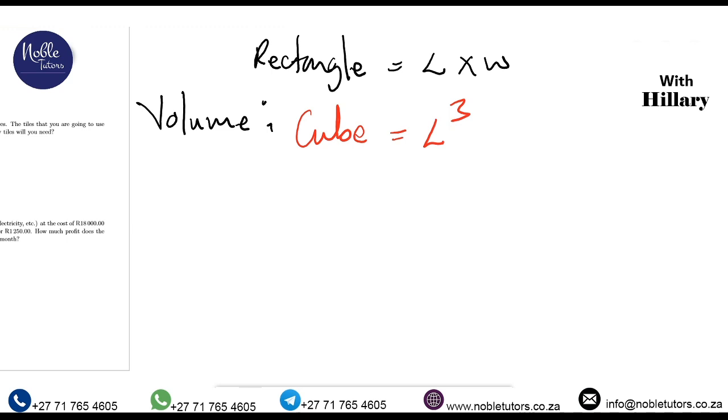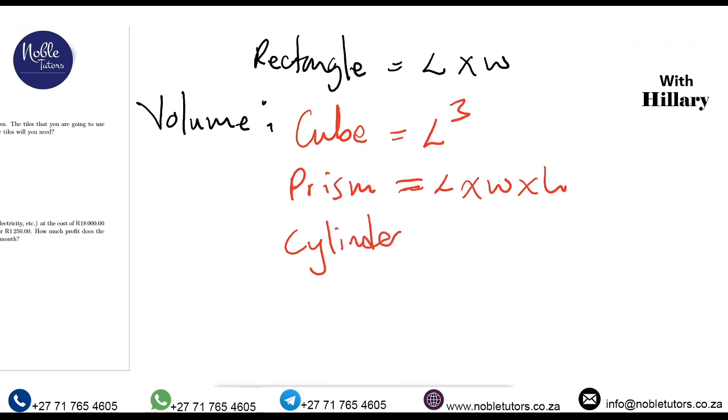Then we have a prism, which is a rectangle. A rectangle becomes a prism when it comes to volume. It's length times width times height. Then lastly, we have a cylinder, which was derived from a circle. The volume of a cylinder is pi r squared times height. So basically, these are the formulas that we need to remember when you're dealing with measurements.